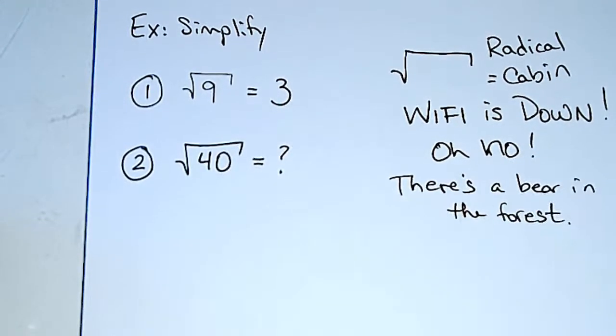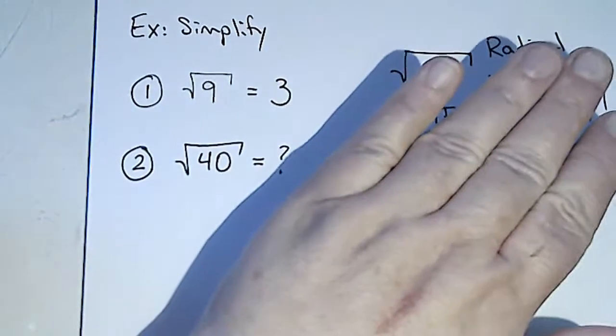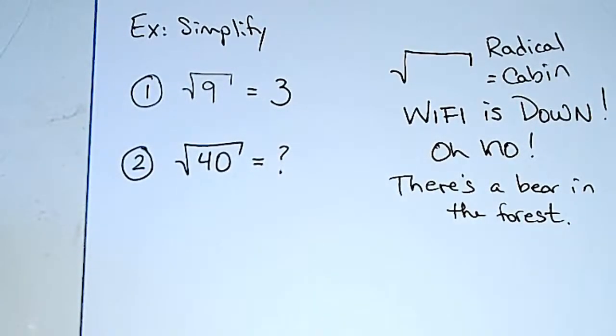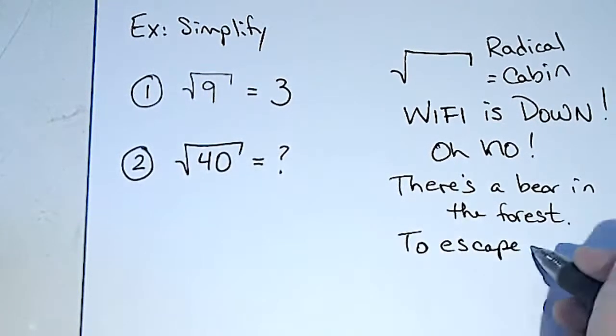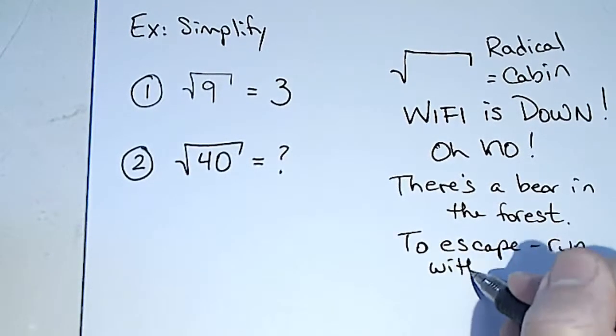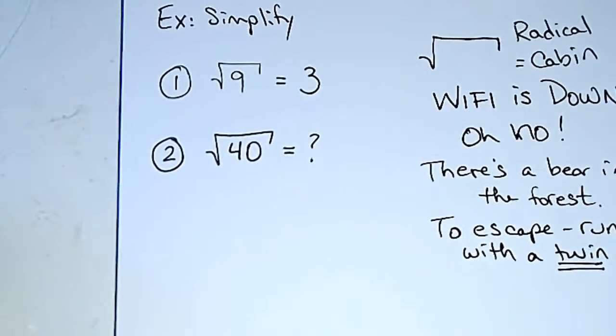Now, here's the thing. The bear is not very smart. Don't tell him, but he's not very smart. And here's the thing. If you and an identical friend run through the forest, the bear will not be able to choose between you. And so it will choose the slower one. It will just catch whichever one is viewed as slower. So the key is run with an identical friend. So to escape, run with a twin.